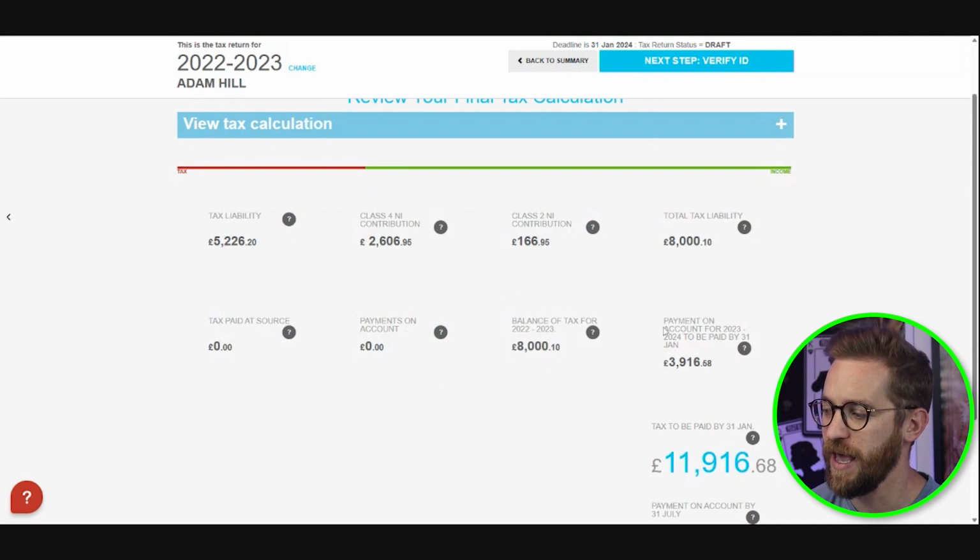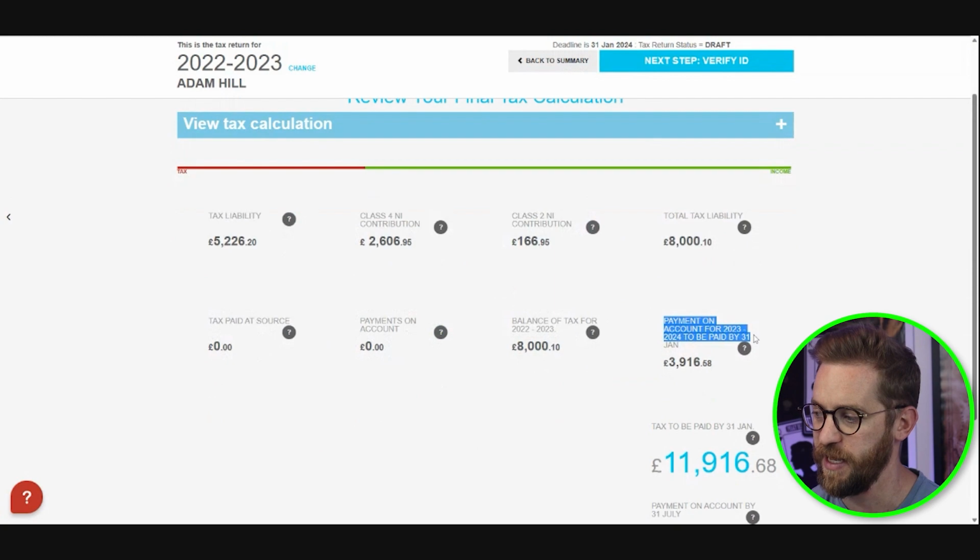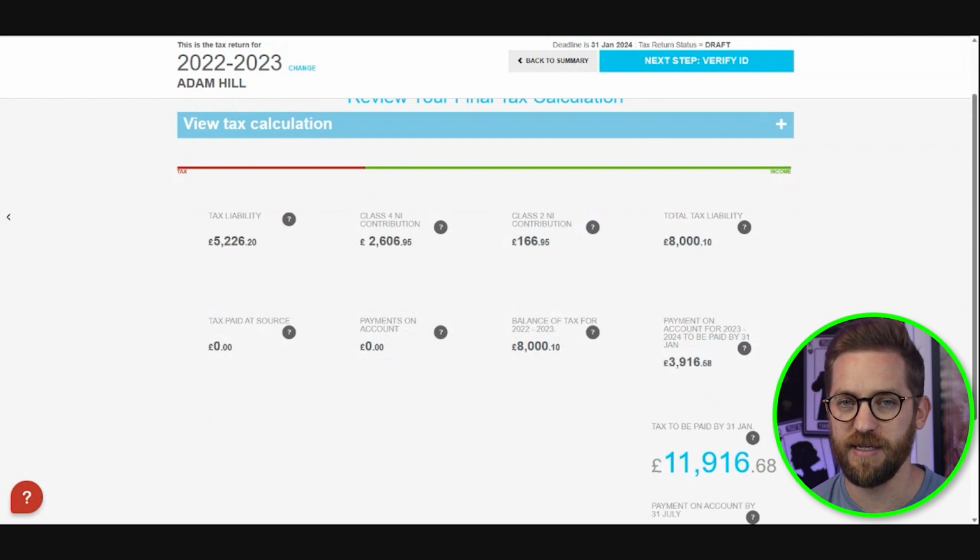And then at the very end, you'll see another mention of payments on account. Now, these are payments on account towards the following tax year's liability. So this is what we're interested in here. Payment on account for 23-24, which is the next tax year, to be made by the 31st of January. And that's coming out as £3,916.58.